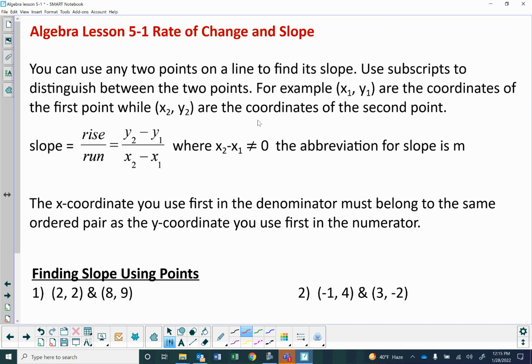The one thing you have to pay attention to is that no matter how you write your formula, these two have to have the same subscript, as well as these two here have to have the same subscript. I can't do y2 minus y1 divided by x1 minus x2. They have to come from the same coordinate point, okay? And they have to be in the same order.